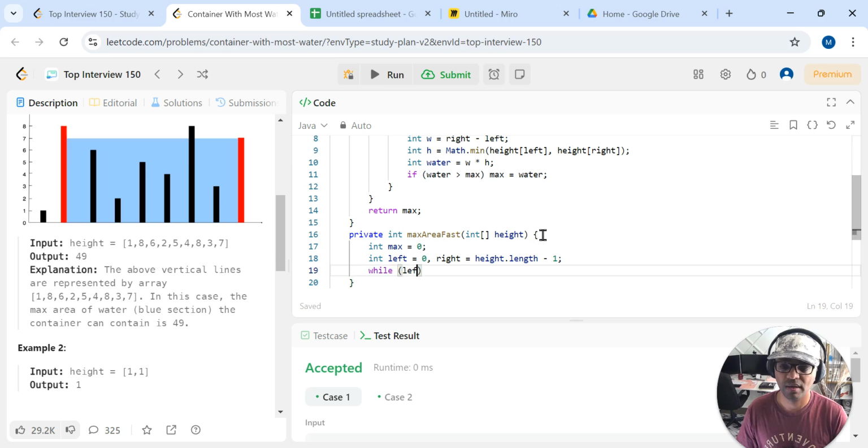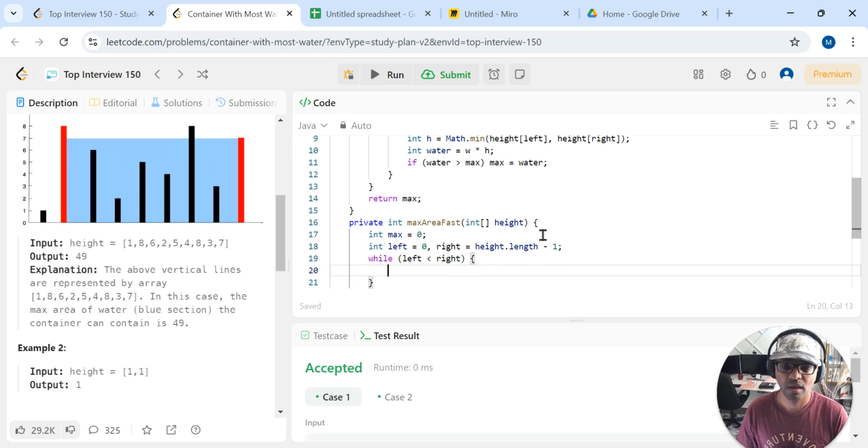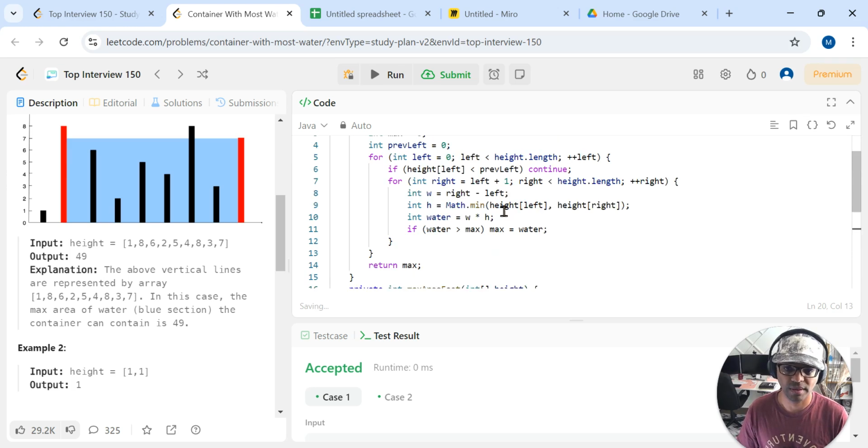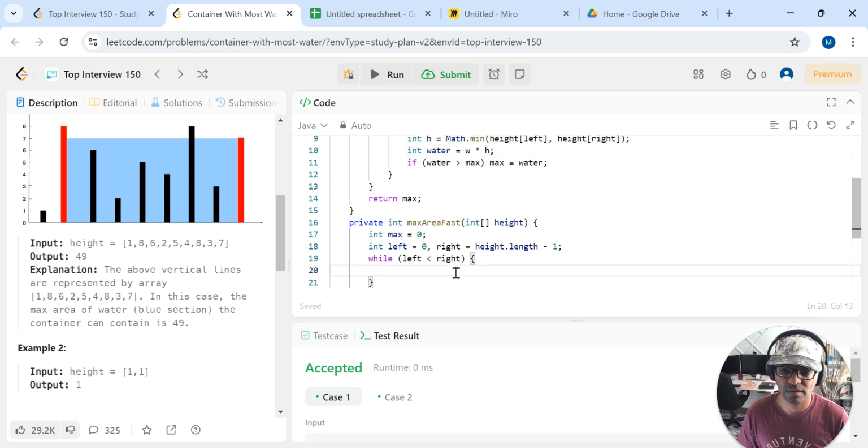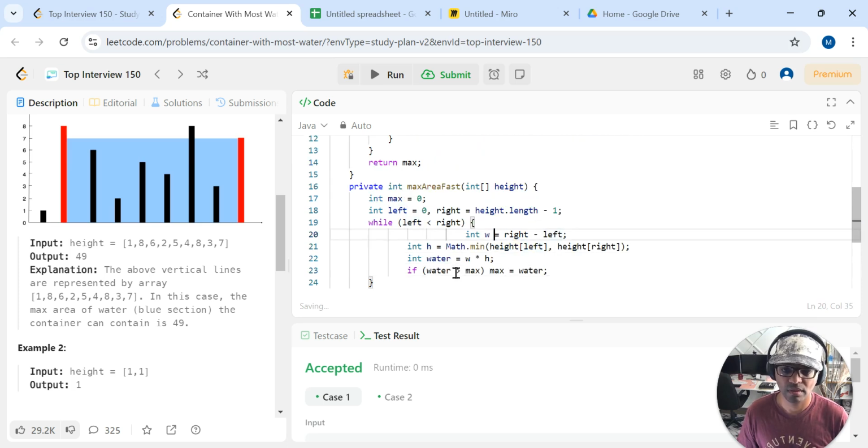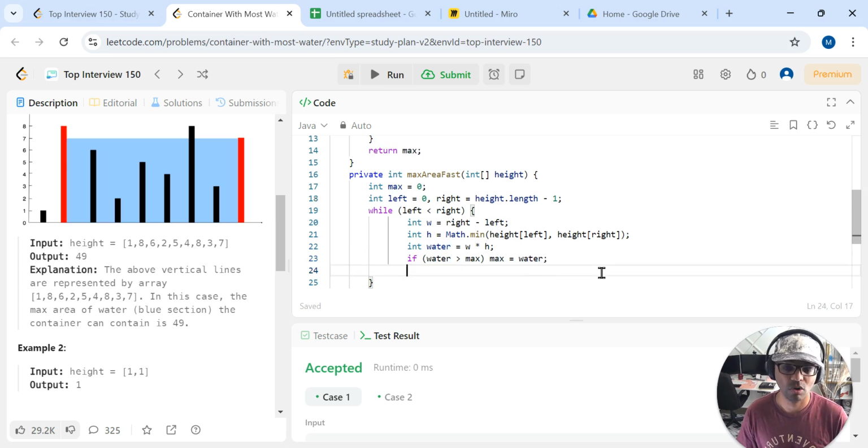And then we say while left is less than right, correct? And we do a similar thing to what we did before. In fact, I can copy paste these 4 lines. So width is right minus left, height is the minimum of the 2 heights. The water it can hold is width times height, and if that is better than the maximum, we update the maximum. So that all stays the same. Sorry about that, I'm just a bit pedantic about these things.